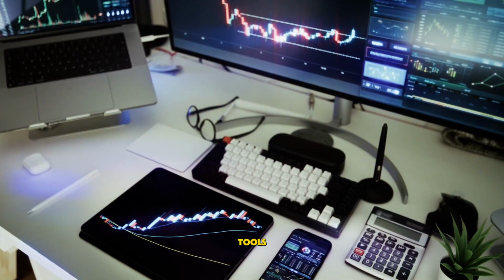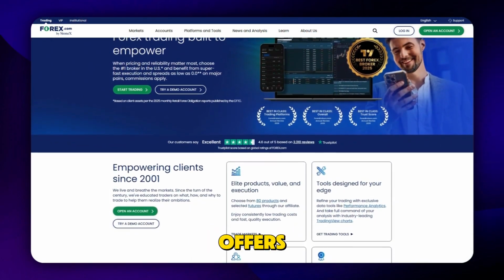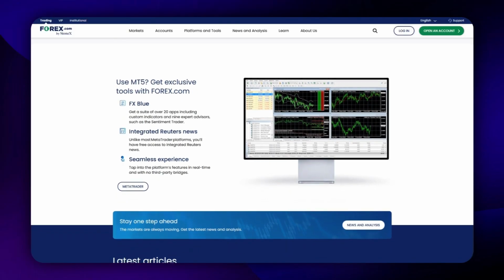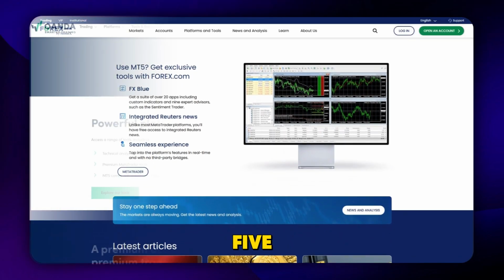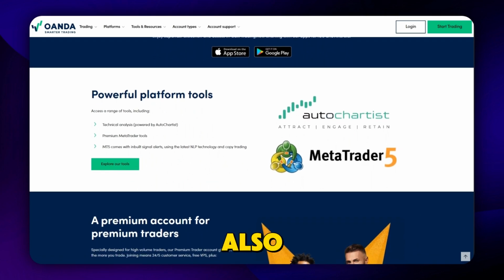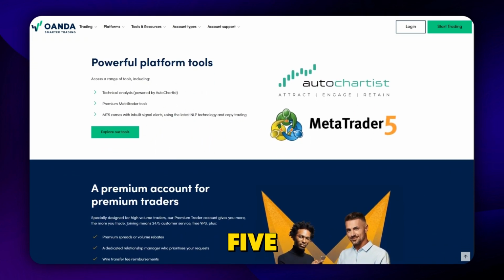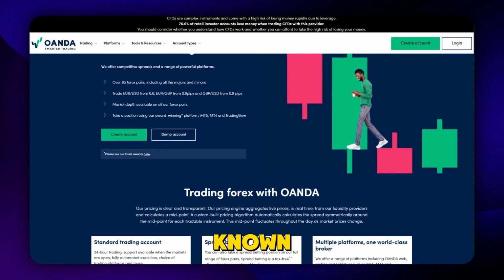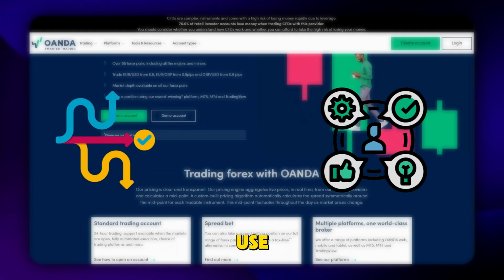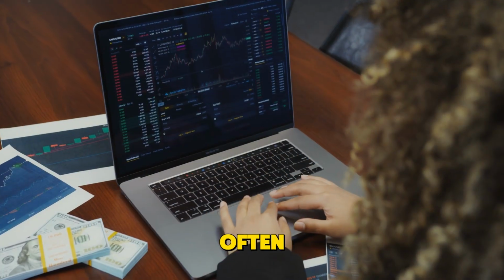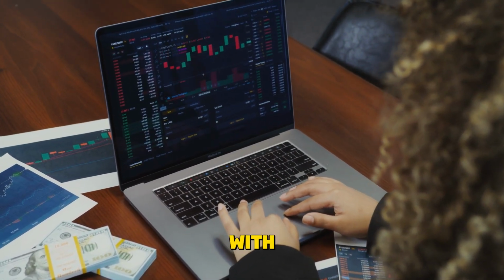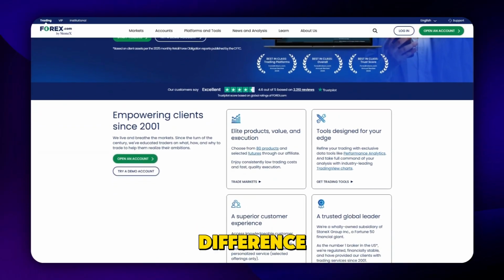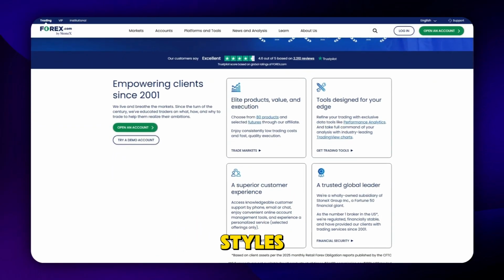Starting with platforms and tools, Forex.com offers a broader ecosystem, including its proprietary advanced trading platform, along with MetaTrader 4 and 5. On the other hand, OANDA also supports MT4 and MT5, but focuses heavily on its own FX trade platform, which is known for simplicity and ease of use. Because of that, beginners often find OANDA easier to start with, while Forex.com feels more advanced and feature-rich, and that difference naturally connects to trading styles.